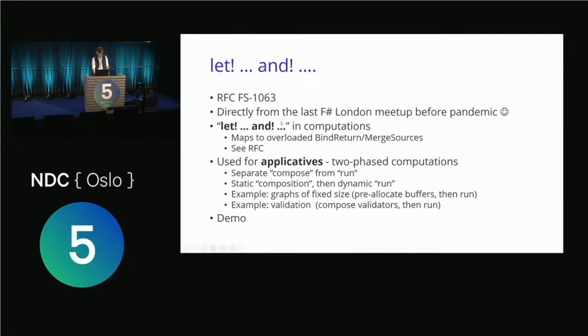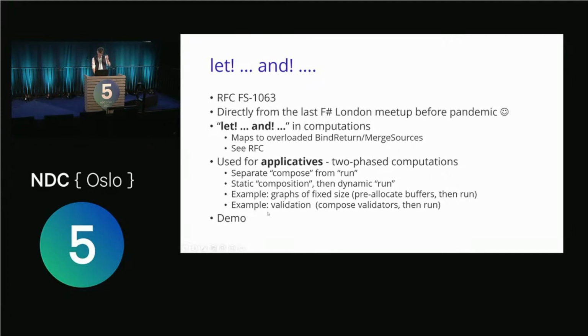And when you use that, it maps to a thing called bind, return, or merge sources. And as I said, this relates directly to the last F# London meetup before the pandemic. It's often used for these things, which in the Haskell world are called applicatives, and these sort of two-phase computations. They separate composition from running. So you have a static composition and then a dynamic run.